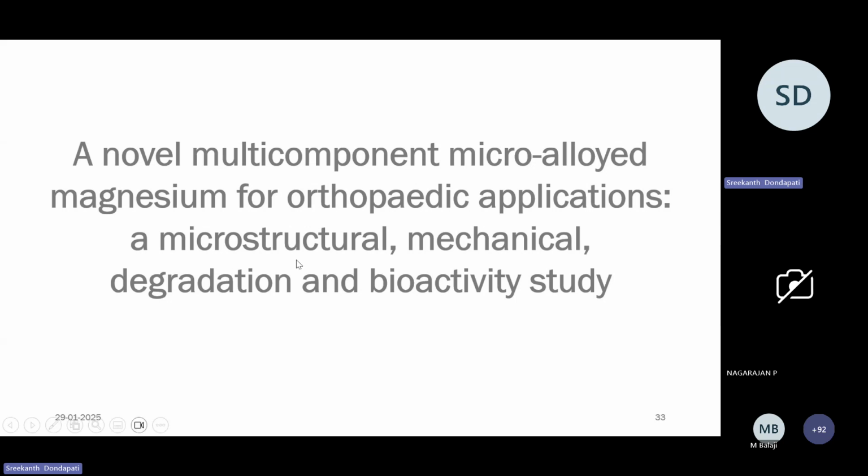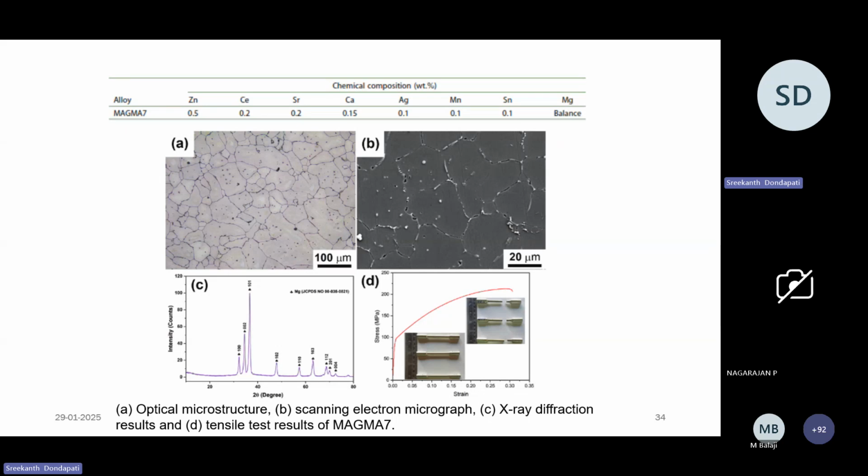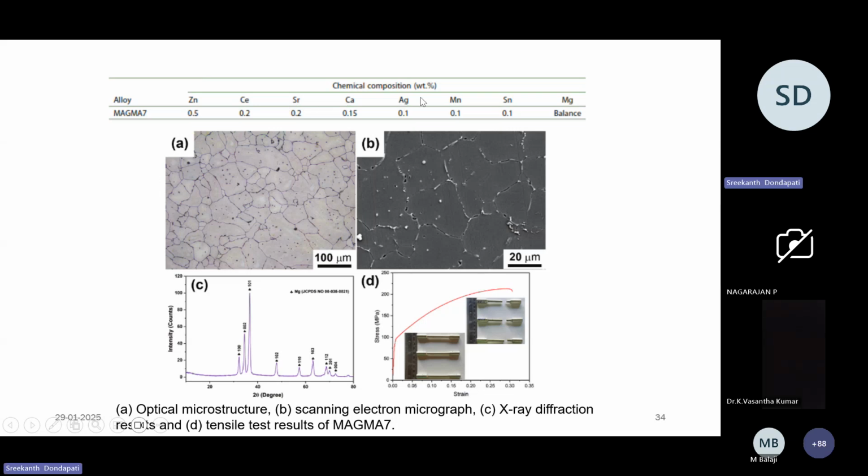So we came up with a microalloyed, multi-component magnesium alloy and studied it. We named it Magma 7. The 7 represents the 7 alloying elements, and Magma represents magnesium microalloy. The elements we have chosen are zinc, cerium, strontium, calcium, silver, manganese, tin, and magnesium balance. So these are the alloying elements: 1, 2, 3, 4, 5, 6, 7. So 7 alloying elements. That's why it's Magma 7.